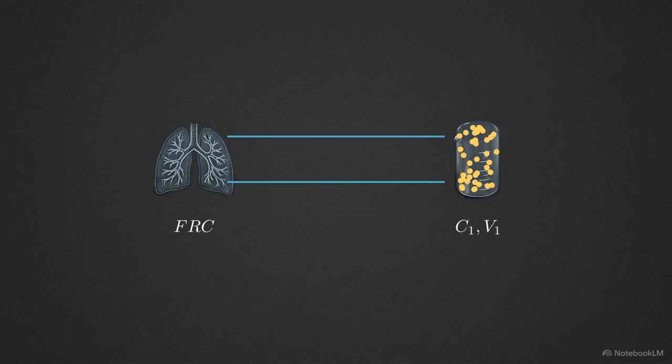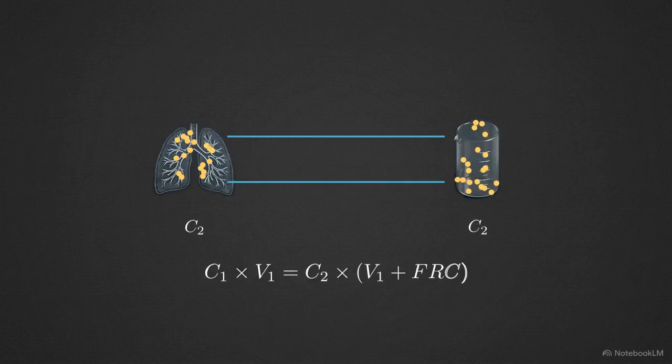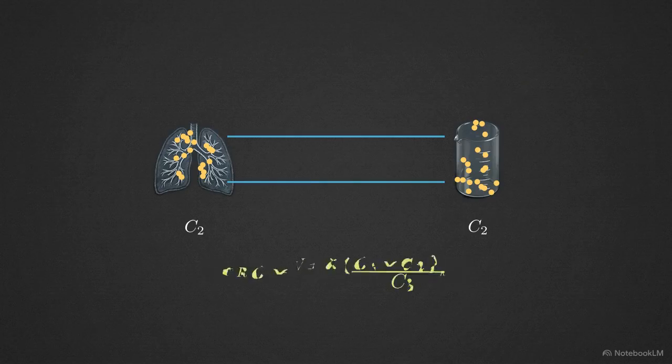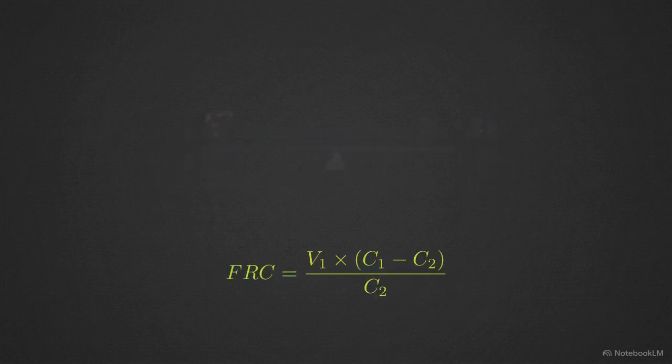In this closed circuit, the patient breathes from a spirometer containing a known volume and concentration of helium. As they breathe, helium distributes evenly into the lungs. The equation: initial concentration times initial volume equals the new concentration times the combined volumes.